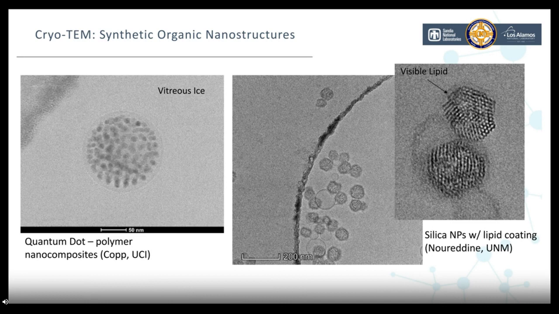On the right-hand side, we have silicon nanoparticles that have a lipid coating. This is from Professor Nuruddin at University of New Mexico. When we use low accelerating voltage, high contrast imaging, we can resolve at least the visible lipid on the surface. These kinds of things are really unique to cryo-EM. If we were to put this into a high accelerating voltage dry TEM, we just wouldn't see that lipid layer.